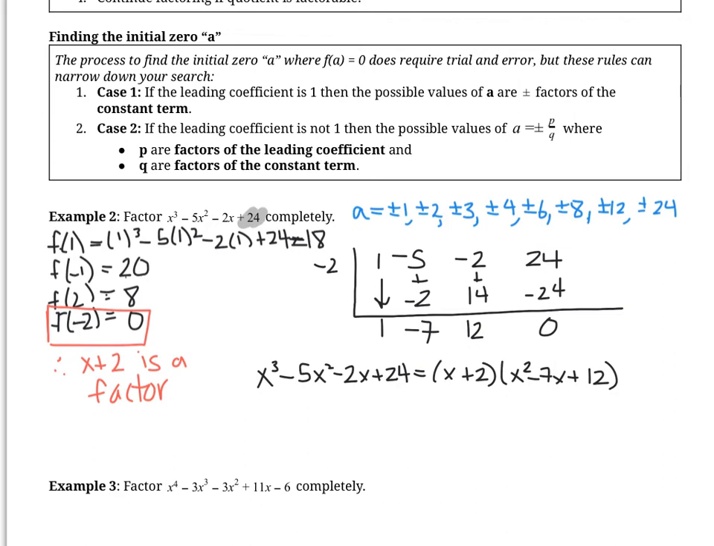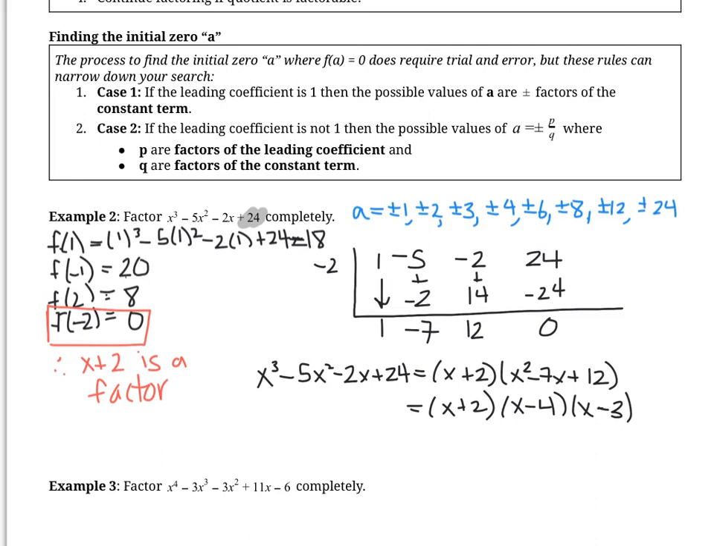So we can rewrite this as x plus 2 and then factor this second trinomial as x minus 4 and x minus 3. So we can't break these factors up anymore. Now we've factored this as much as possible and successfully factored this crazy looking cubic polynomial function.